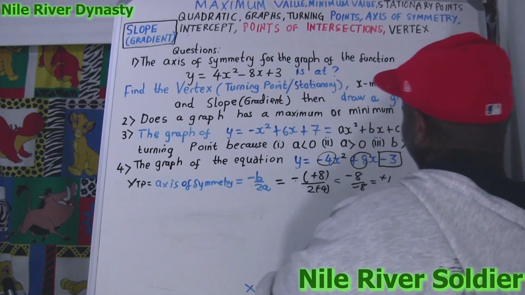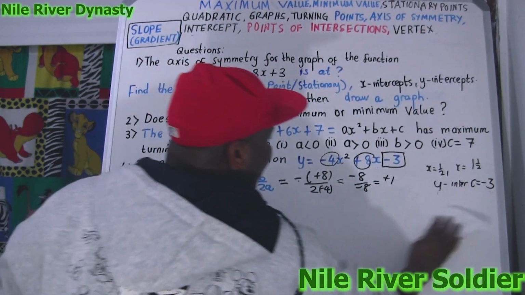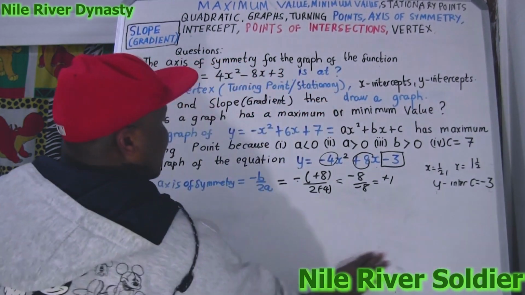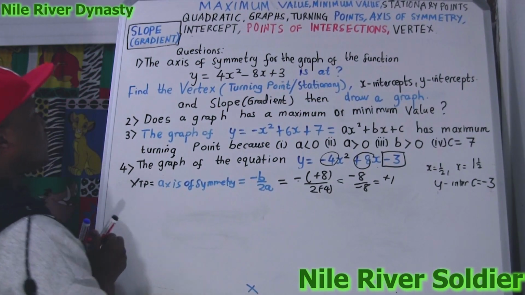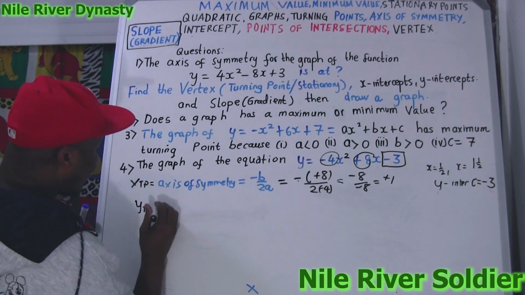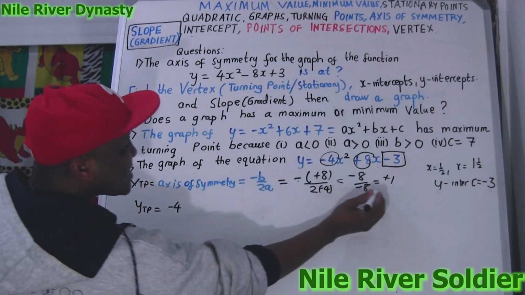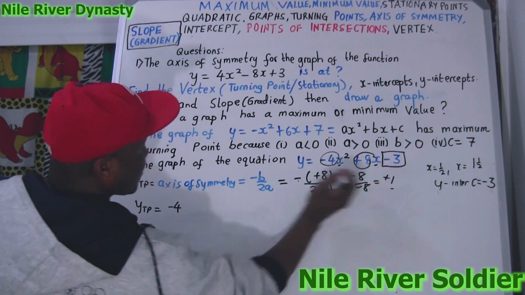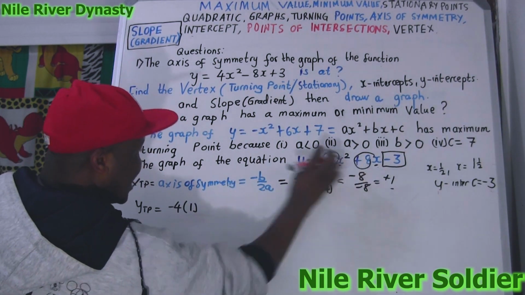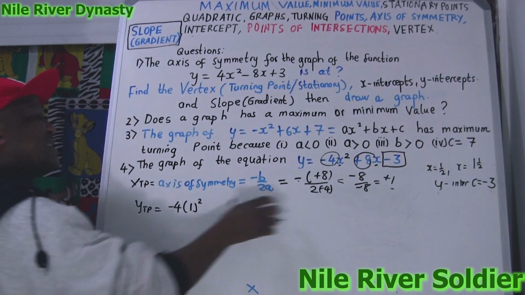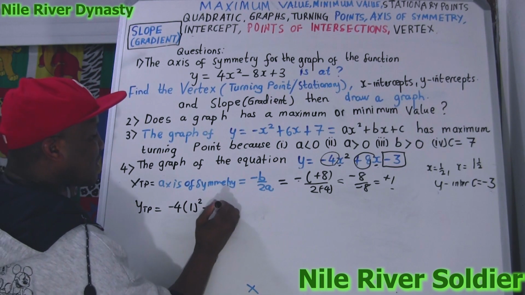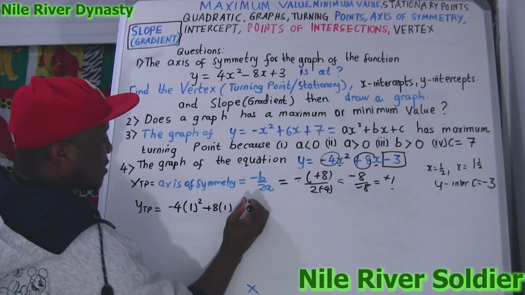Now let's find y at the turning point. You see this quadratic? y at the turning point equals -4 times bracket. Take this x at the turning point and substitute it in here, so it's going to be 1. Whatever you get goes in there to give y at the turning point. So we take x at the turning point, substitute it in: -4 times 1 squared, plus 8 times 1, and then -3.